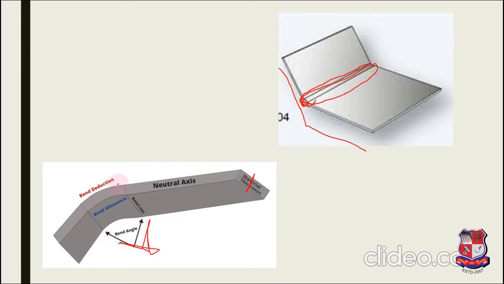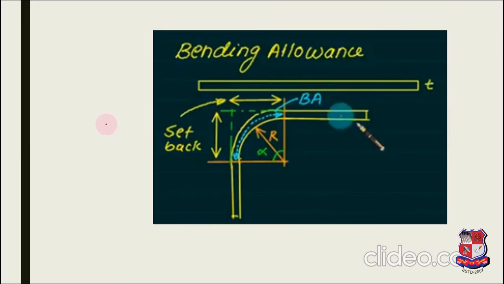And here, if you measure that on the neutral axis, then this arc length will be called the bending allowance, right? So that is a simple explanation of bending allowance. Now, if you want to calculate numericals based on that bending allowance, then you need to take care of some nomenclature. So here, consider this figure.